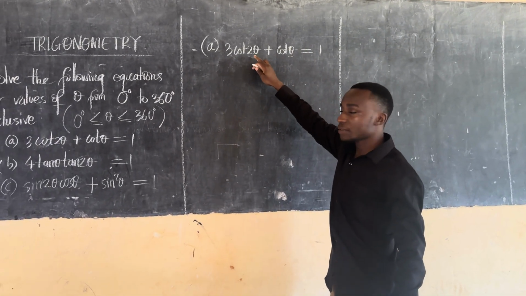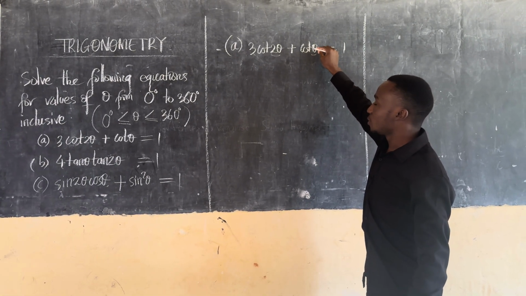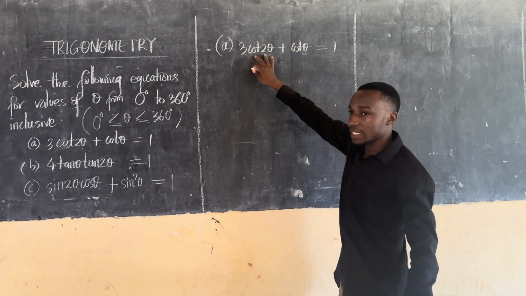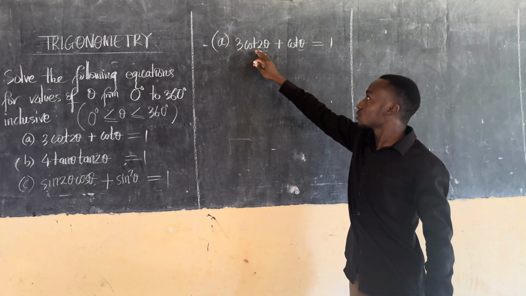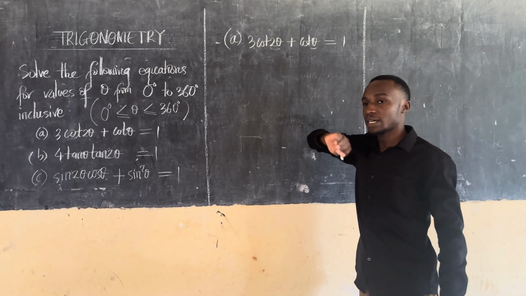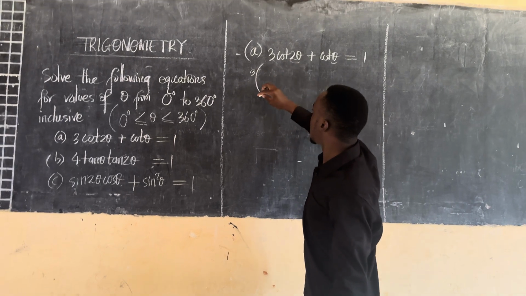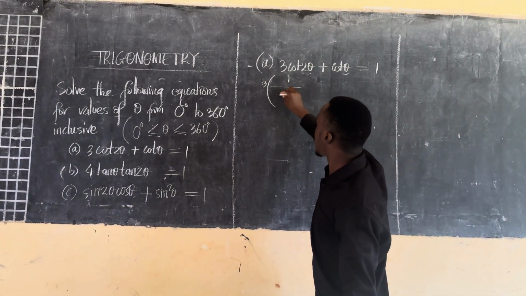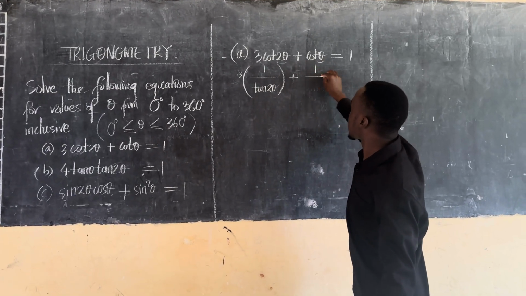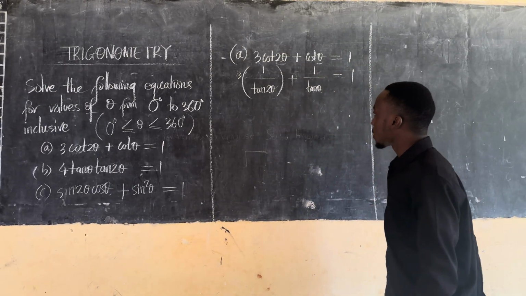In this equation, we have a double angle, yet here it is just a single angle, just a theta. So what we need to do is change this to also a single angle, so that we have trig ratios of one angle, just a theta. So I will write 3 times 1 over tan 2 theta plus this other cot, which is also 1 over tan theta, equal to 1.